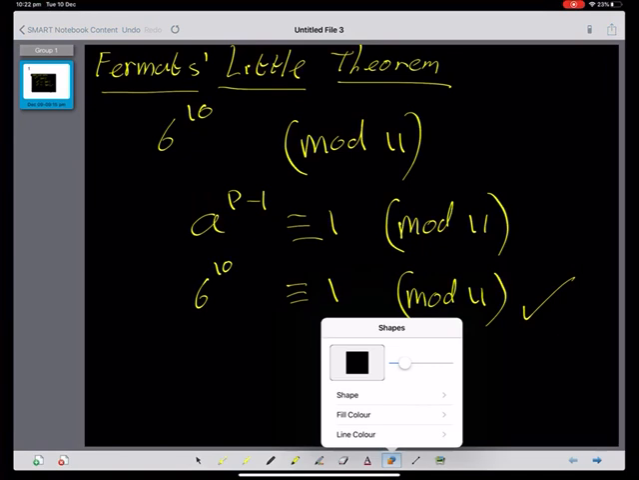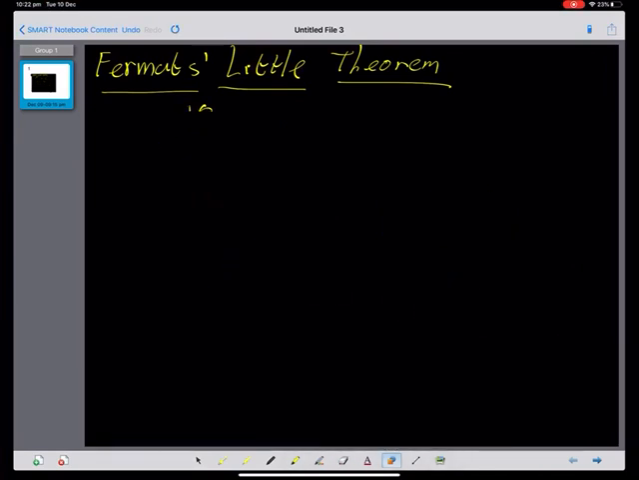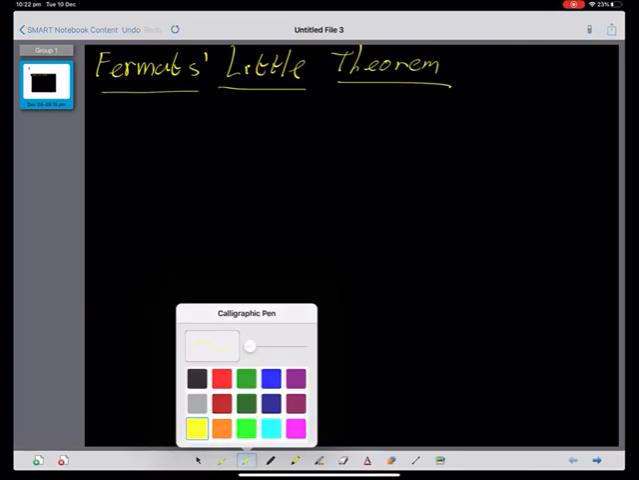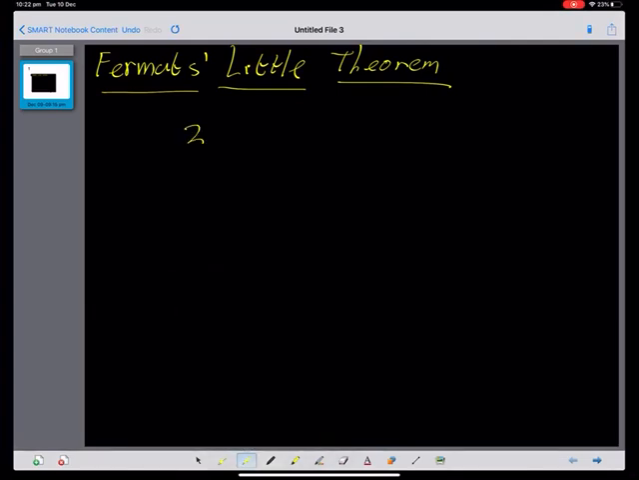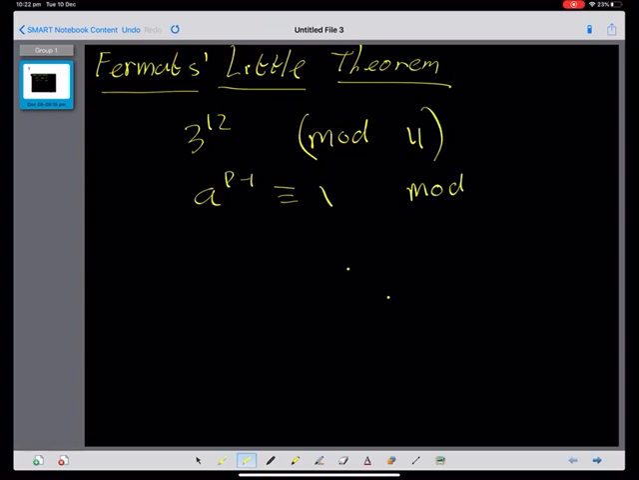Let's look at a more complicated example. Let's calculate 3 to the 12 mod 11. Okay, so we've got the two conditions. P is prime, A is not divisible by P. You can't divide 11 into 3. So let's write Fermat's little theorem. We've got A to the P minus 1 is congruent to 1 mod P.